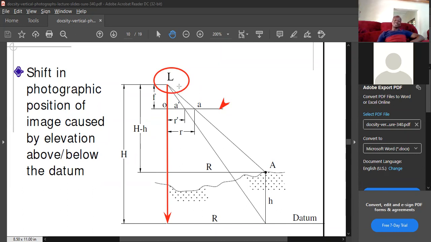The red oval circle is showing us where the exposure station is. The red arrow dropping down is the vertical. Okay, this is the focal plane where I've put a lot of arrows.